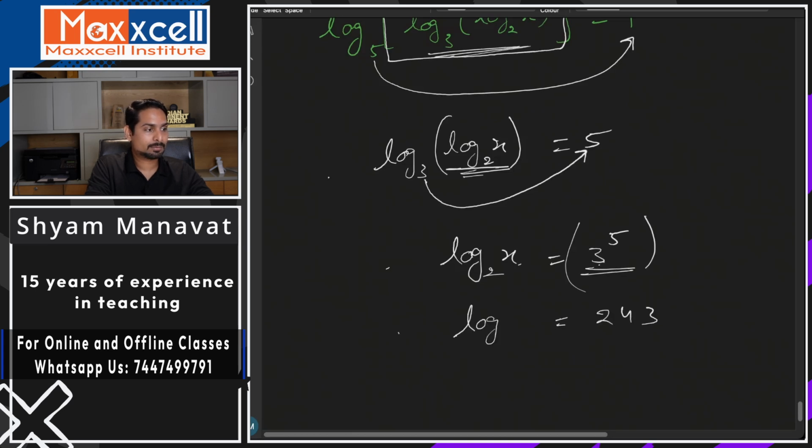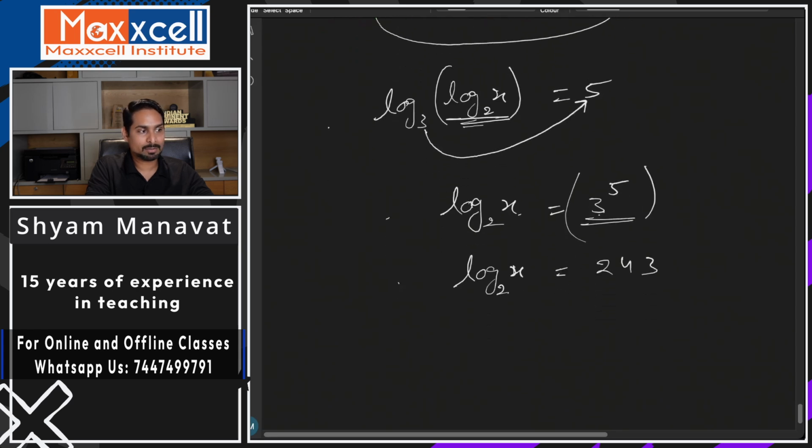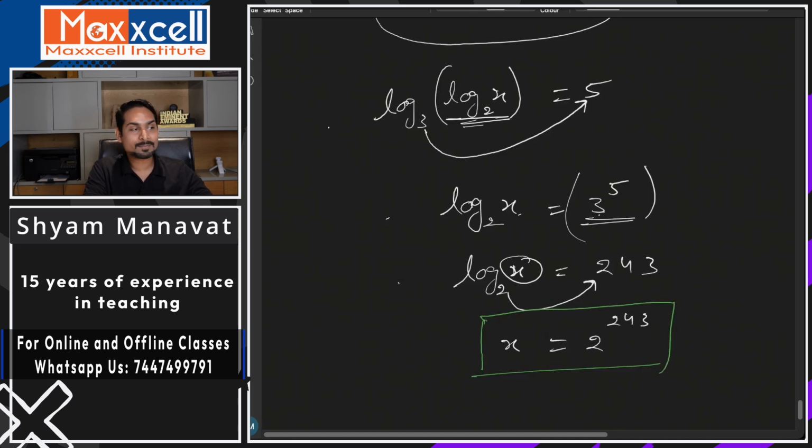Okay. Now you will simplify this. Again, apply the principle of log. So it's 2 raised to 243 equal to what? X. So x is equal to 2 raised to 243. And this is the value of x which we needed to find in the question.